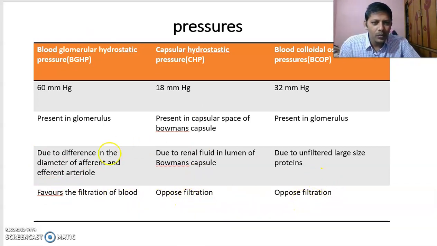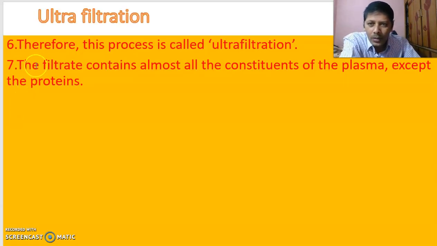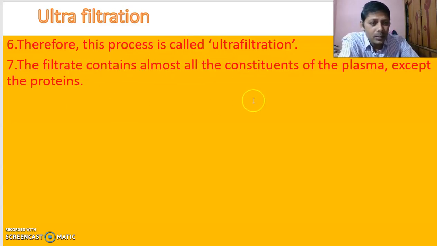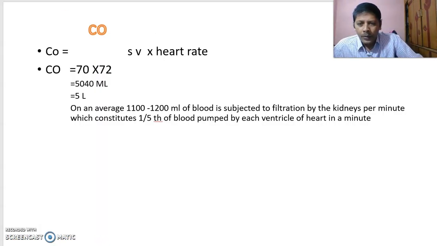These two together oppose this one. This is 60, but these two are 18 plus 32. If you subtract this 50 from 60, you get 10. That is called net filtration pressure, which causes the filtration of blood. Next is ultrafiltration. This process, filtration taking place through small pores, is called ultrafiltration. The filtrate contains almost all the constituents of plasma except proteins. I told you that earlier.